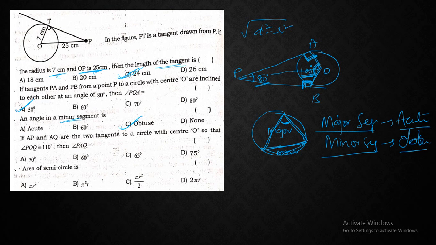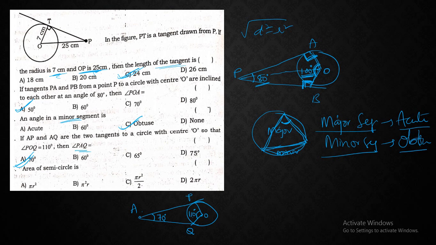If AP and AQ are two tangents to a circle, so that angle POQ. So if we draw the figure, so what is given? So external point is A, so AP, AQ, and O is the center of the circle. Then what has he given? Angle POQ. So this is P, this is Q. Angle POQ is 110 degrees. If this is 110, obviously this is 70, right? Because 110 plus 70 is 180. Now what is he asking? Angle PAQ. So it is 70 degrees. So answer is 70 degrees.